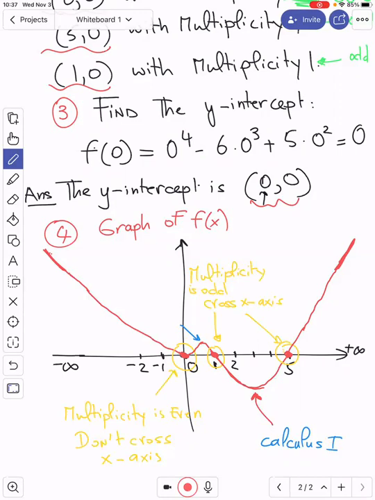Again, there are two more functions left, but they are very similar to this one. So I'm just going to leave it as an exercise for you to think about. Then I'm going to move to the next section.